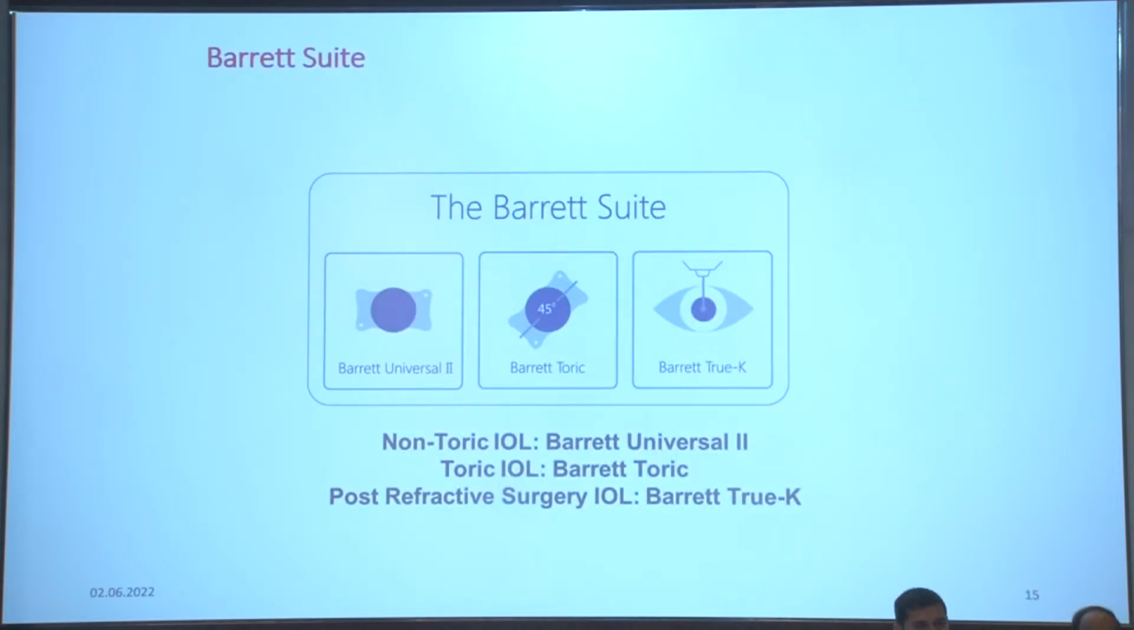One is the Barrett suite. The Barrett suite has 3 components, which include a non-toric component, the Barrett Universal 2.